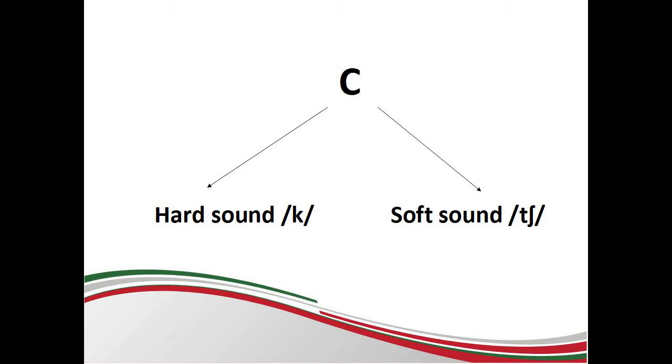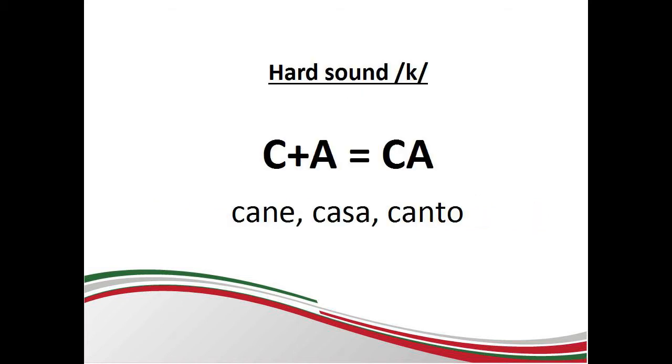If the letter C is used before vowels like A, O, U, the C has a hard sound and it is spelled K. For example, C before A is spelled K. Like cane, casa, canto.